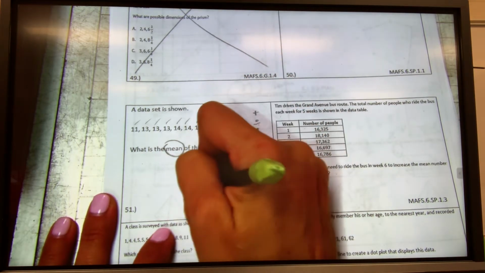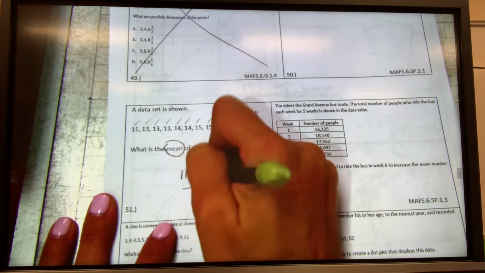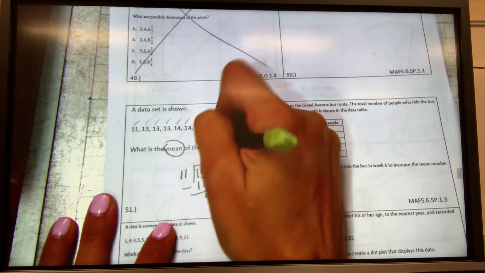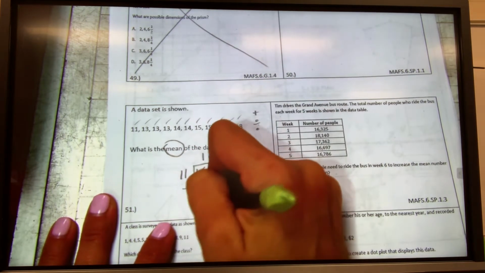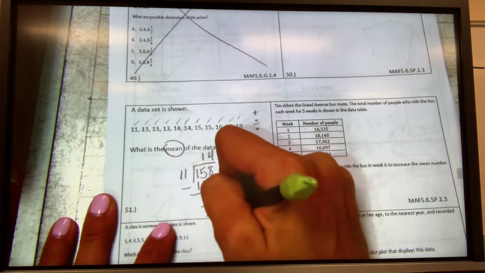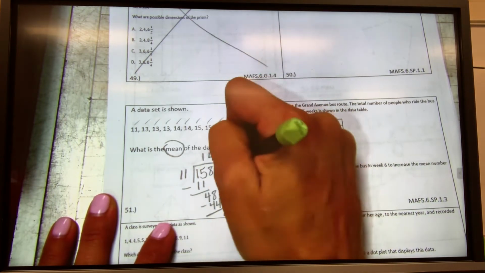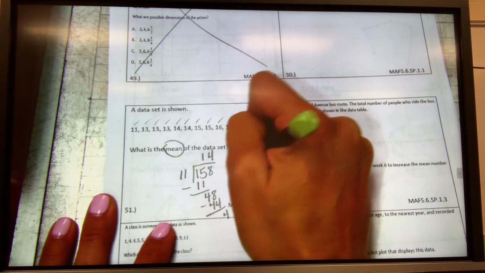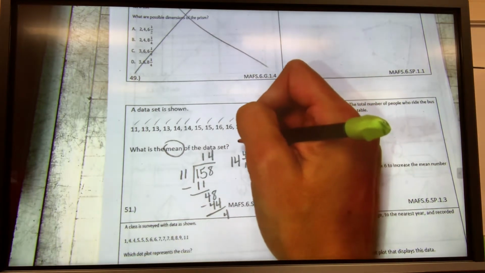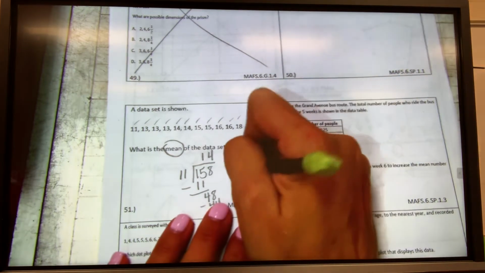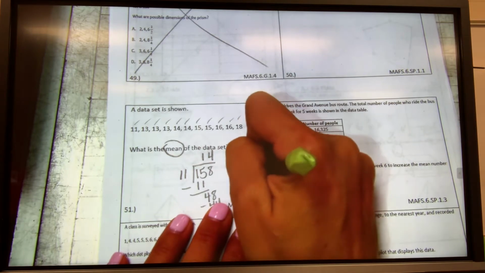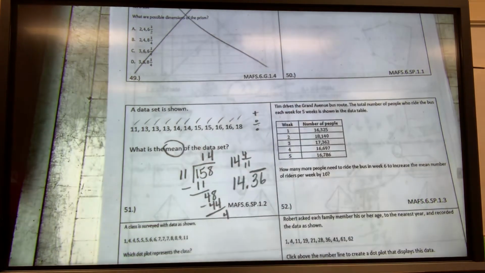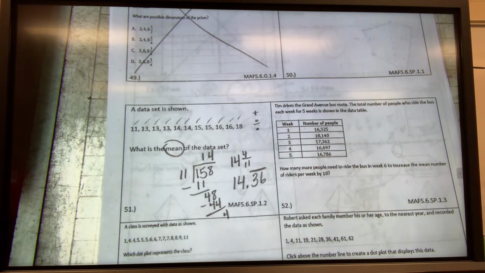158 divided by 11 gives me 14 and 4 11ths. If you were to keep it as a decimal, it would have been 14.36 with a bar over both of them because the 3 and the 6 both repeat. So either one of those answers would have been correct.